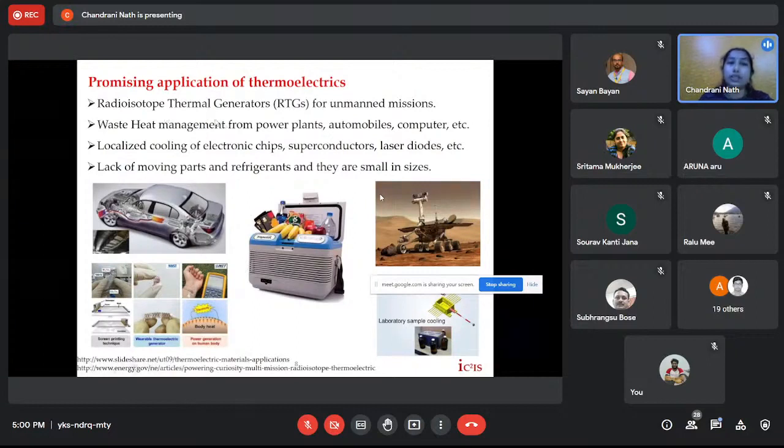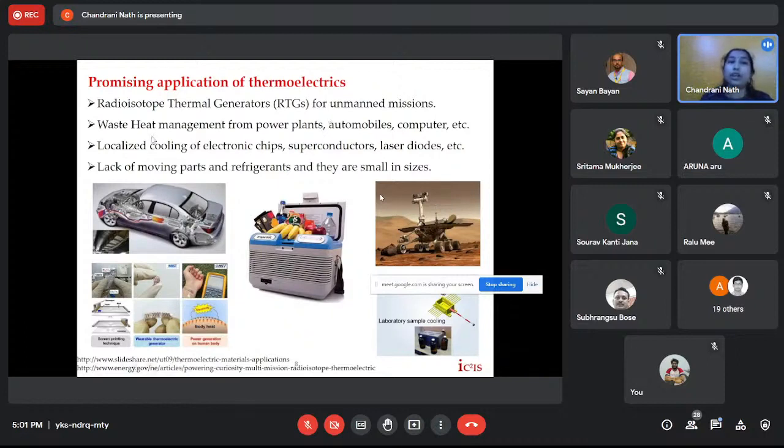So you can see the radioisotope thermal generators. These are used for powering unmanned satellites or space probes, where usually you use a radioactive source, and the heat emitted from the radioactive decay is used to power these satellites.